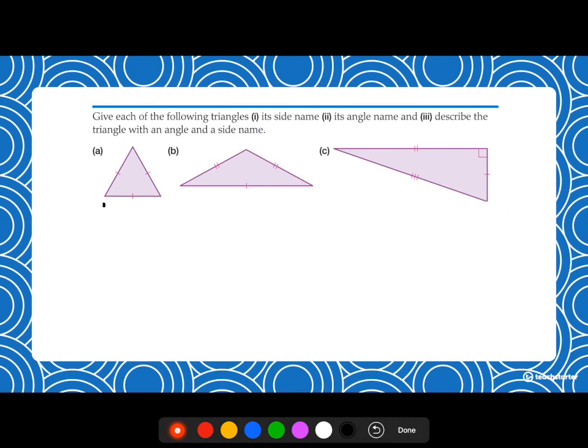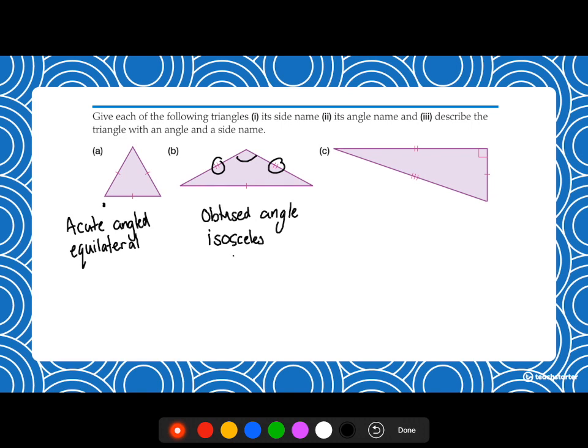So in this first example, I have an equilateral triangle, but they're all acute. So I can call it acute angled equilateral. In this one, I have an obtuse angle. So it's an obtuse angled, and then these two are the same size. So that tells me that it's an isosceles triangle. So it's an obtuse angled isosceles triangle.